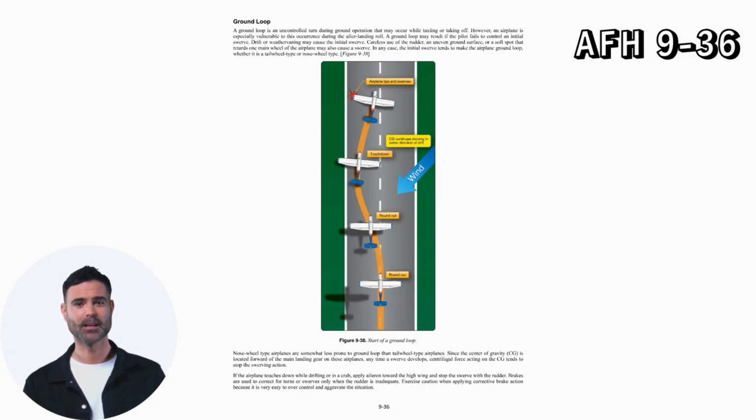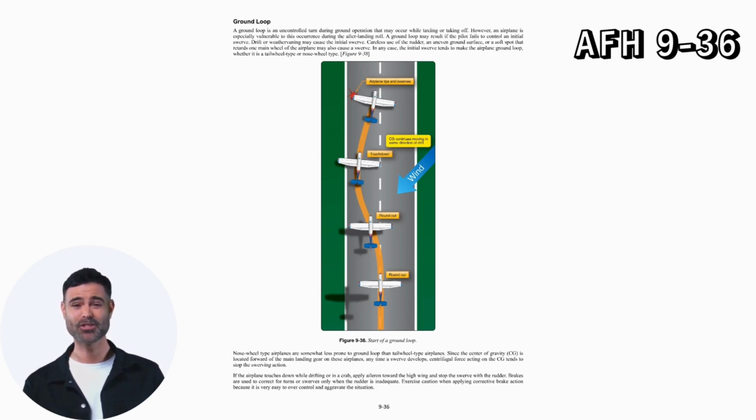In any case, the initial swerve tends to make the airplane ground loop, whether it is a tailwheel type or nose wheel type. Nose wheel type airplanes are somewhat less prone to ground loop than tailwheel type airplanes. Since the center of gravity (CG) is located forward of the main landing gear on these airplanes, any time a swerve develops, centrifugal force acting on the CG tends to stop the swerving action.